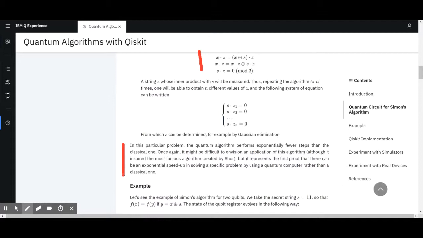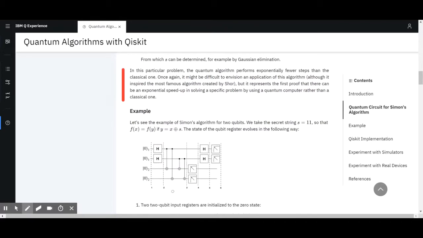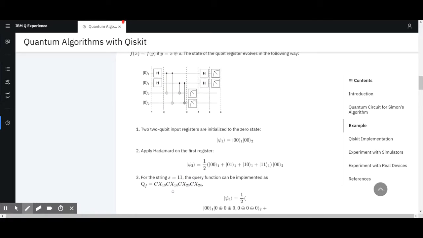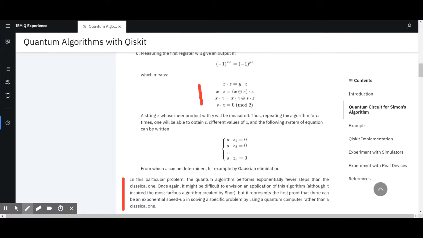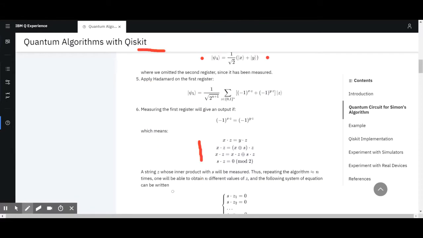Once again, it might be difficult to envision an application of this algorithm, although it inspired the most famous algorithm created by Shor. But it represents the first proof that there can be an exponential speedup in solving a specific problem by using a quantum computer rather than a classical one. I mean, let's take a look at an example, okay? Maybe that's going to make it clear.